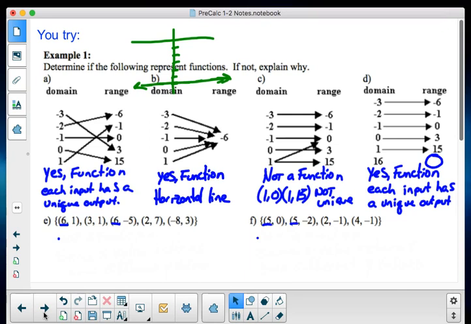So it can be a function. Each input has a unique output. It's just that at 16, there isn't an output there because there's a hole at that spot for whatever reason. And we'll talk about that tomorrow.